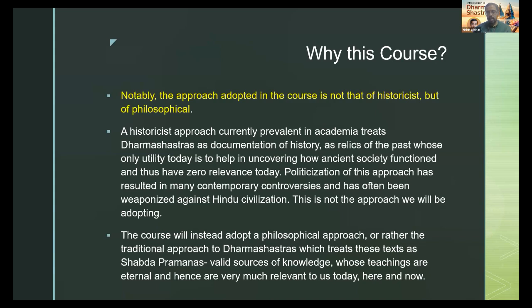And put in the mixture the politicization that has utilized this historicist approach as a weapon, and created many controversial interpretations, controversy in contemporary society, political controversies. I don't go into the details of that. This is not the place. This is the current, predominant, Indologist approach, but this will not be our approach. This will not be the approach of this course.